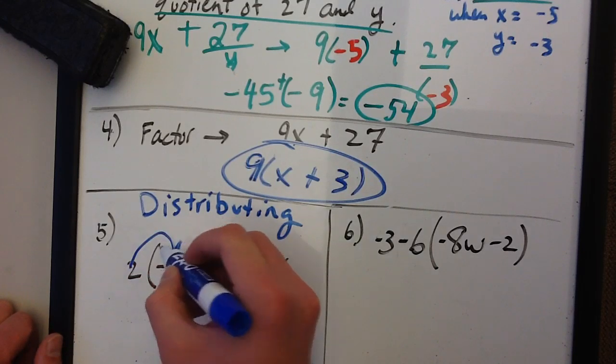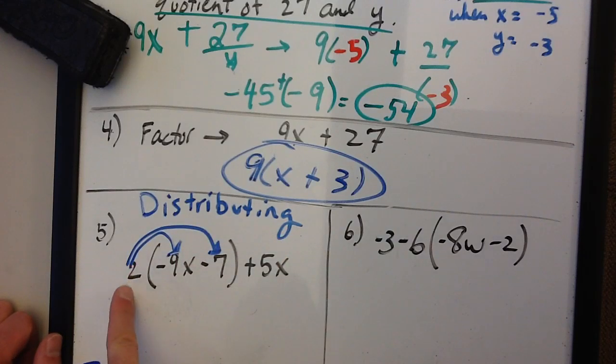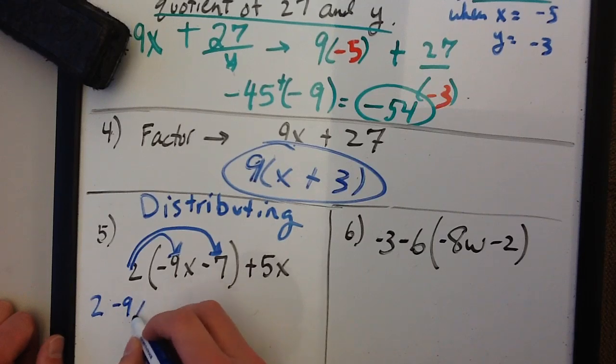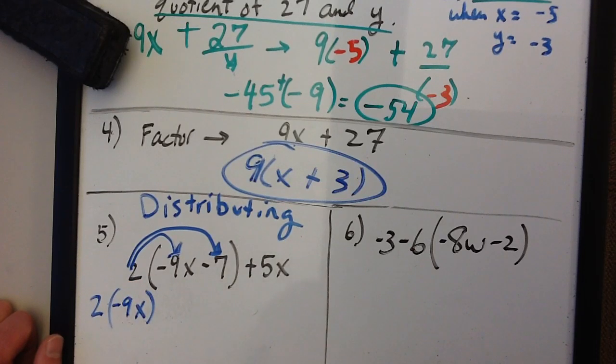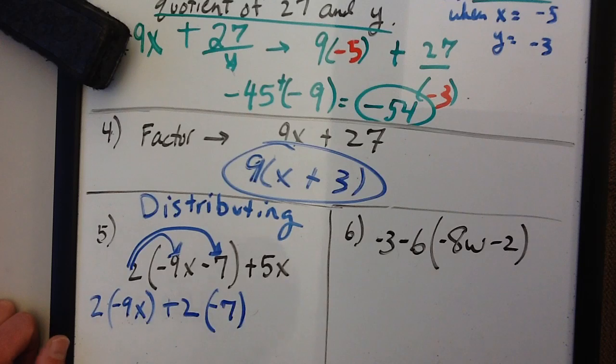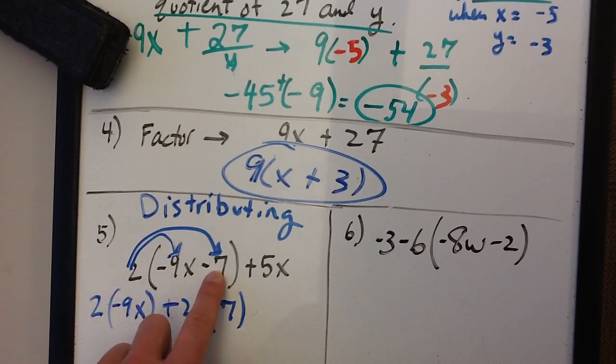So 2 times negative 9x and 2 times negative 7. That's the rainbow. That's multiplying that number times both those terms. So first I have 2 times negative 9x. Then I have positive 2 times negative 7. I'm putting these numbers in parentheses to show multiplication.